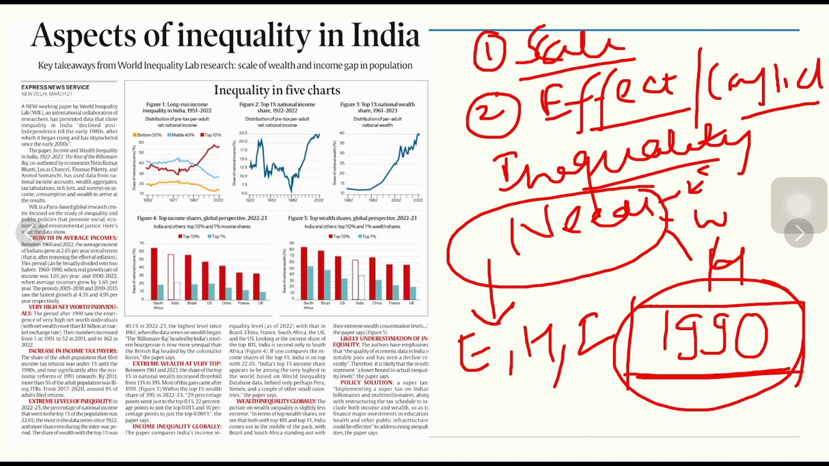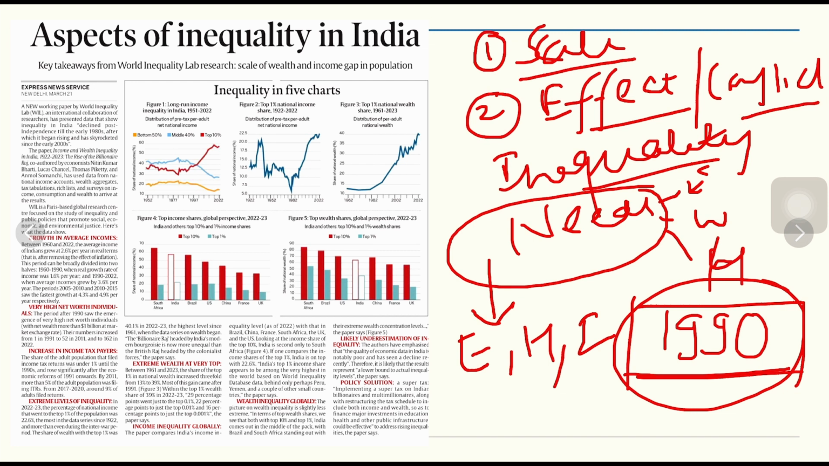When we look at income inequality globally, India's income inequality level compared with that of Brazil, China, France, South Africa and the UK, and when we look at the income share of the top 10%, India is second only to South Africa. When we talk about the income share of the top 1%, India is on top with 22.6%. That's why India's top 1% income share appears to be among the very highest in the world.